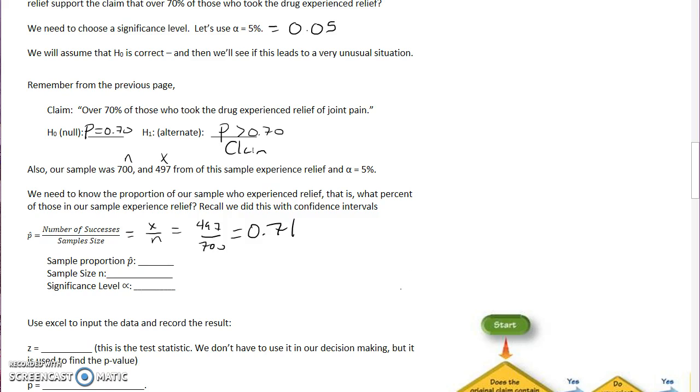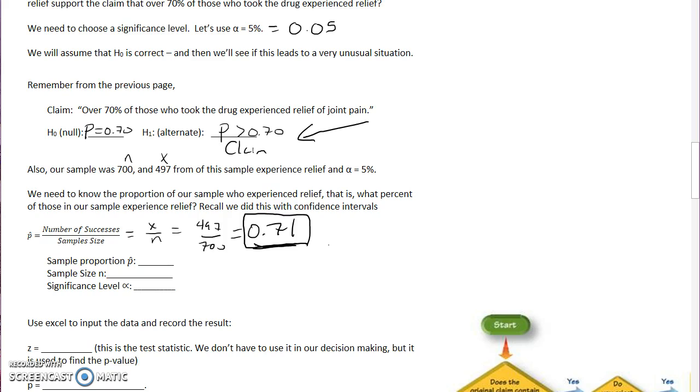This is where I want to stop and think for a second. And again, I know this takes a little bit, but just look. What did we claim here? We claimed that over 70% of those who took the drug experienced relief. What percent did we get in our sample? We got 71%. Is this data strong enough to claim that over 70% of those who took the drug experienced relief?